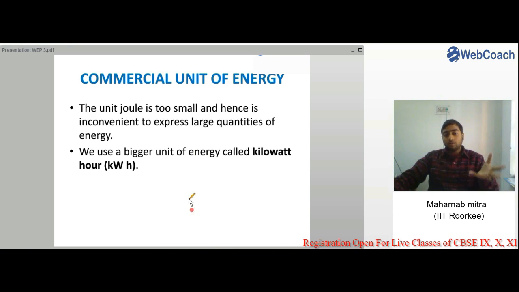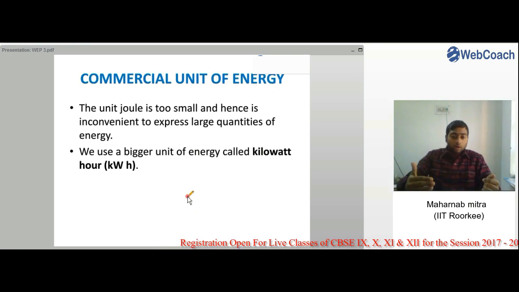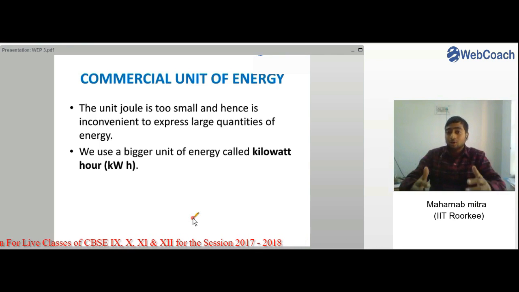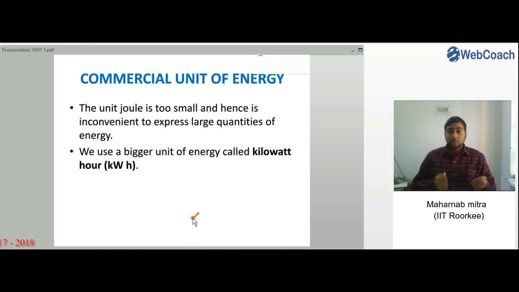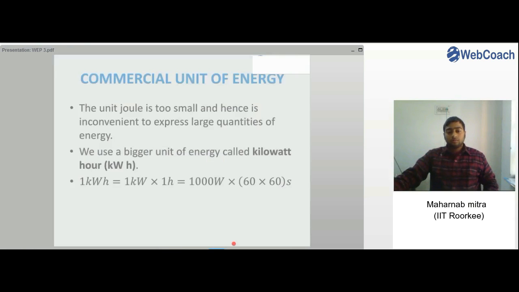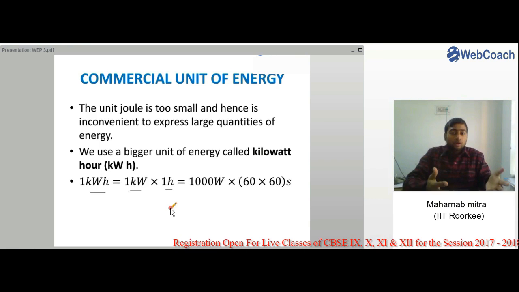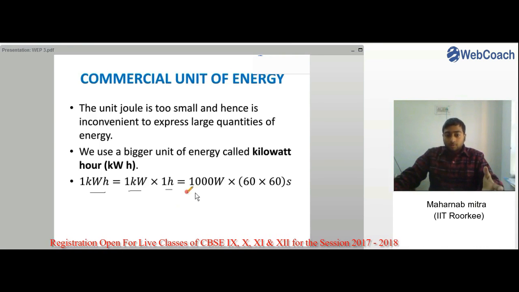So a bigger unit of energy is called kilowatt hour. We use this unit for commercial uses. We use kilowatt hour. So let us see what this unit actually is. And for information, kilowatt hour is not an SI unit. It is just used for commercial purposes, for just noting down the energy consumption in your household. 1 kilowatt hour, as the unit tells you, it is kilowatt and hour. 1 kilowatt hour is defined as 1 kilowatt times 1 hour. So you can see the interpretation is very simple. Kilowatt hour is simply 1 kilowatt times 1 hour. And if we want to convert it into joules and see how much 1 kilowatt hour is, 1000 watt is nothing but 1 kilowatt, right?